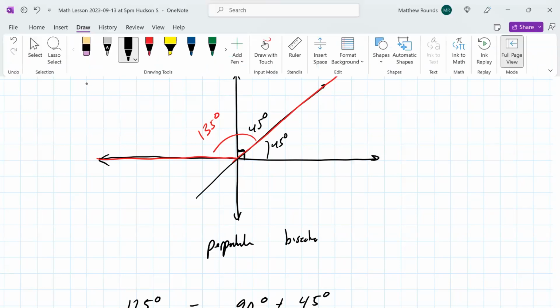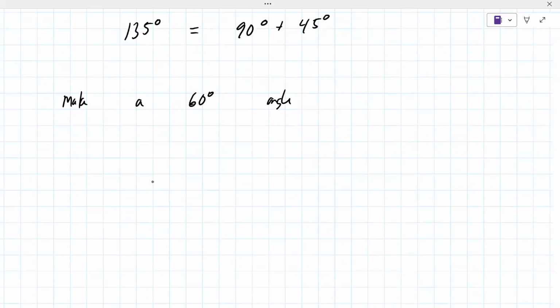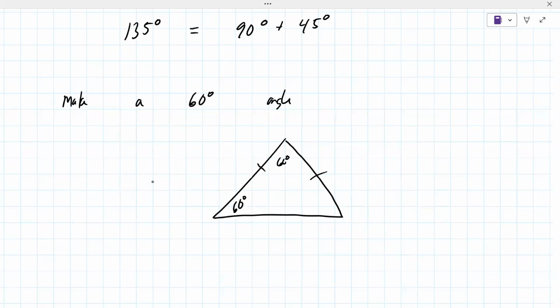Sometimes they want you to make a 60-degree angle. You might be like, how would you make a 60-degree angle? Well, you have to recognize that it comes from an equilateral triangle. An equilateral triangle is all sides the same, all angles the same, right? You know that from previous courses. So that's how you make a 60-degree angle. You somehow make an equilateral triangle, which we'll see if you have to do that.